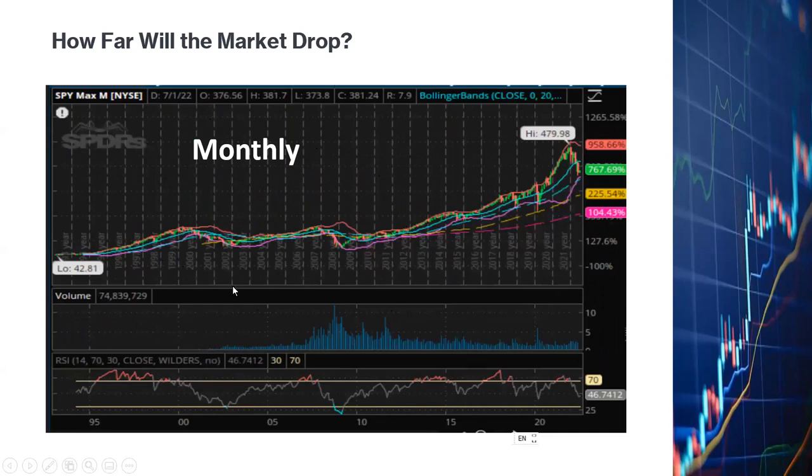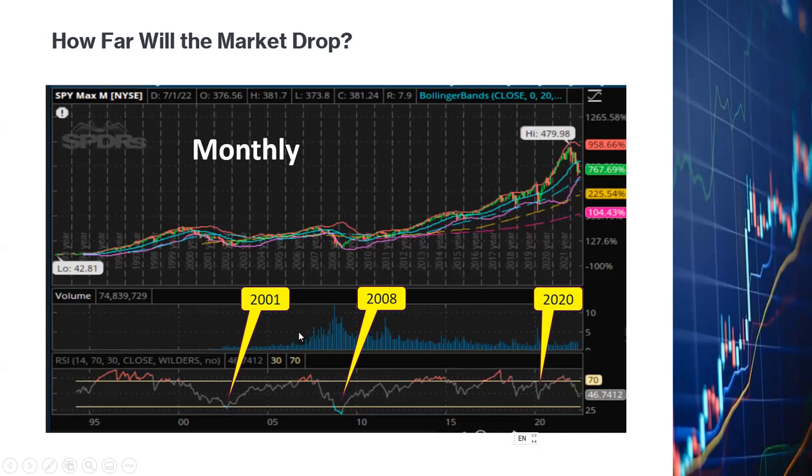I believe we can find some of the answers from this monthly chart for SPY. The RSI indicator is also plotted below this chart. As of last Friday, the RSI value was at 46.7. In the past 30 years covered by this chart, there were only 3 points in history when we had a monthly RSI value lower than today's RSI value. They were in 2001, 2008, and 2020.